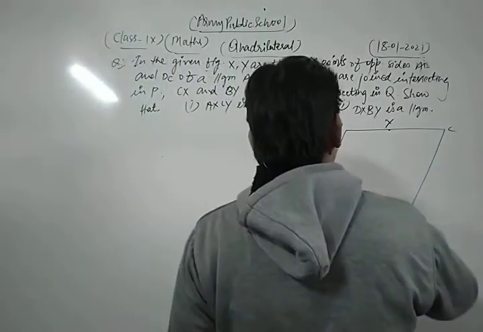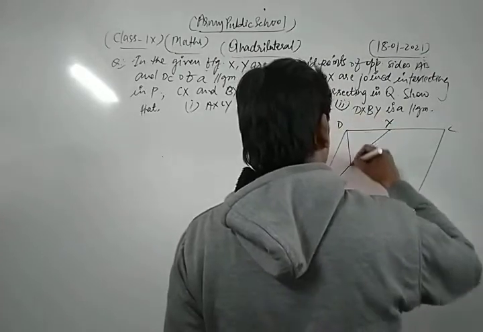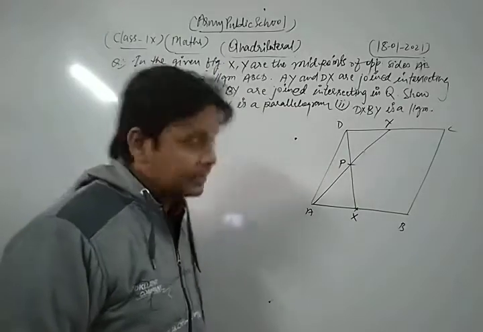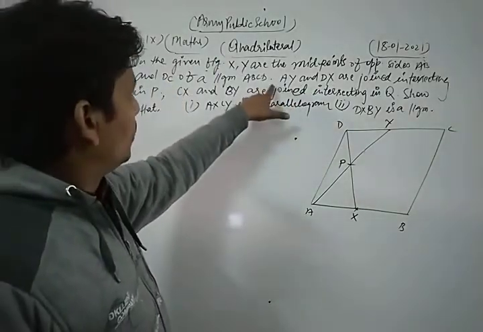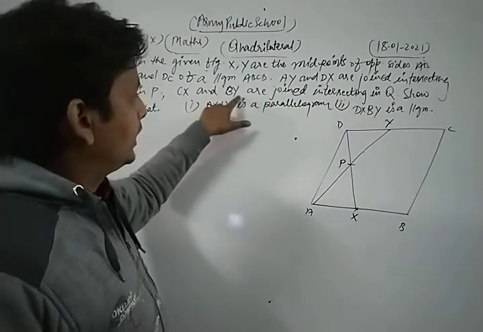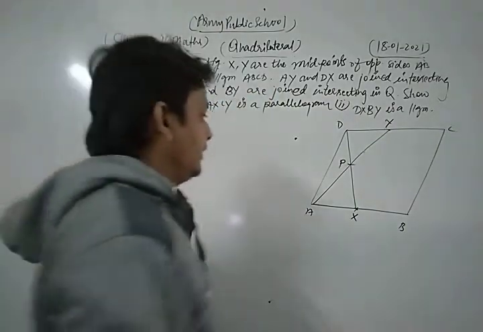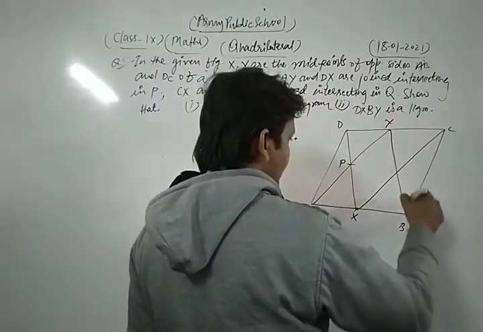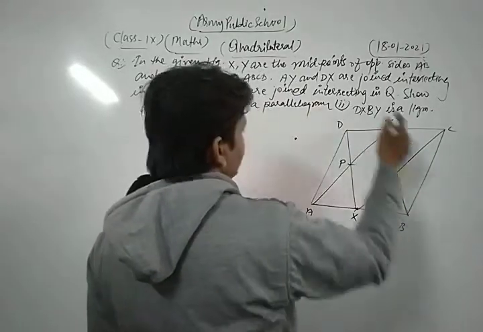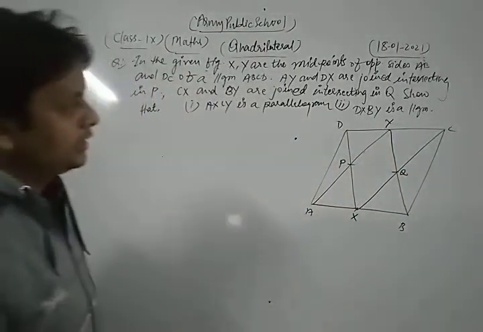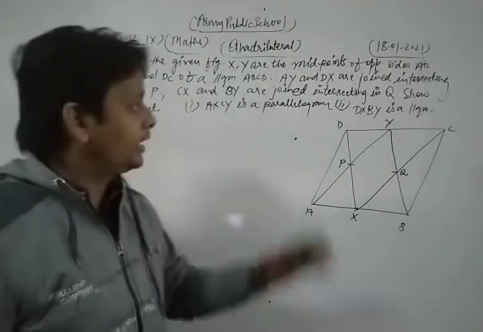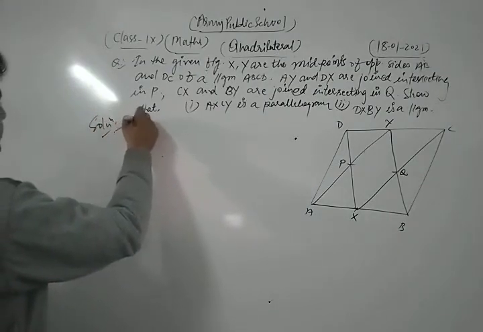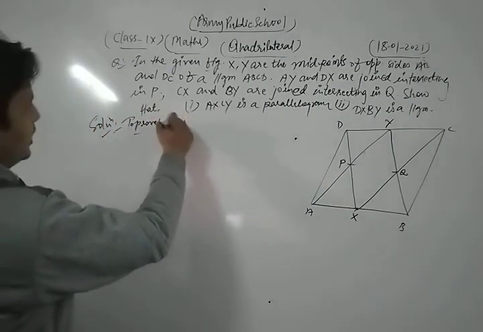AY and DX are joined, intersecting at P. Now CX and DY are joined, intersecting at Q. This is the figure according to our question. Now we have to show that. Let's see its solution. To prove, first one is what?